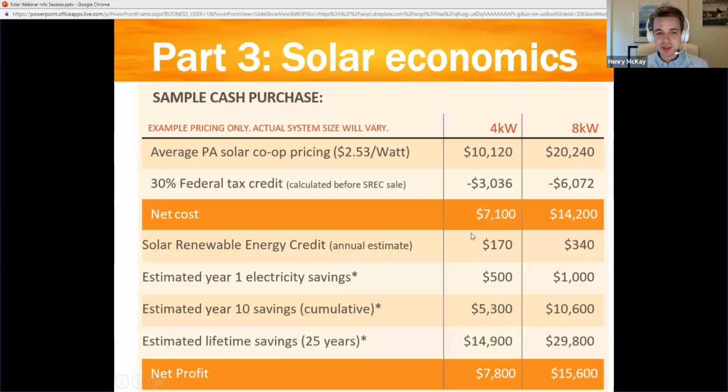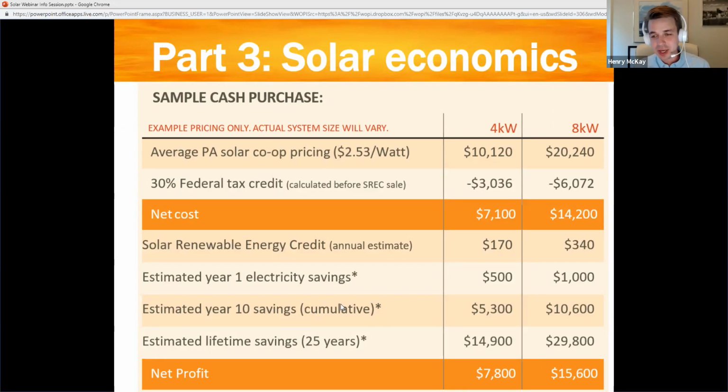Go back to the pricing slide. That 8 kilowatt system, then your net cost after the tax credit is $14,000. I'm going to skip this solar renewable energy credit line just for now and explain it in a moment. We estimate that a typical home might see about $1,000 of electricity savings in the first year from their solar. Now, we're making, of course, a lot of assumptions on what you're paying for electricity and how much energy you use. So that number, of course, may vary.